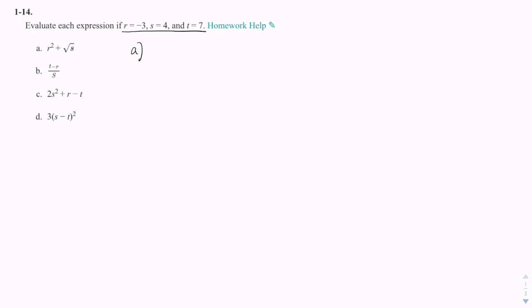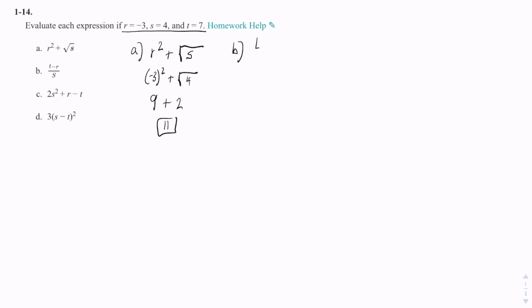So A says R squared plus root S, right? Kind of looked like an 8, but it's an S. Okay, so R is -3, so it's -3 squared plus the square root of S, which is 4. -3 squared, again, that's -3 times -3, that's 9, plus the square root, or positive square root, of 4 is 2, so A is 11.